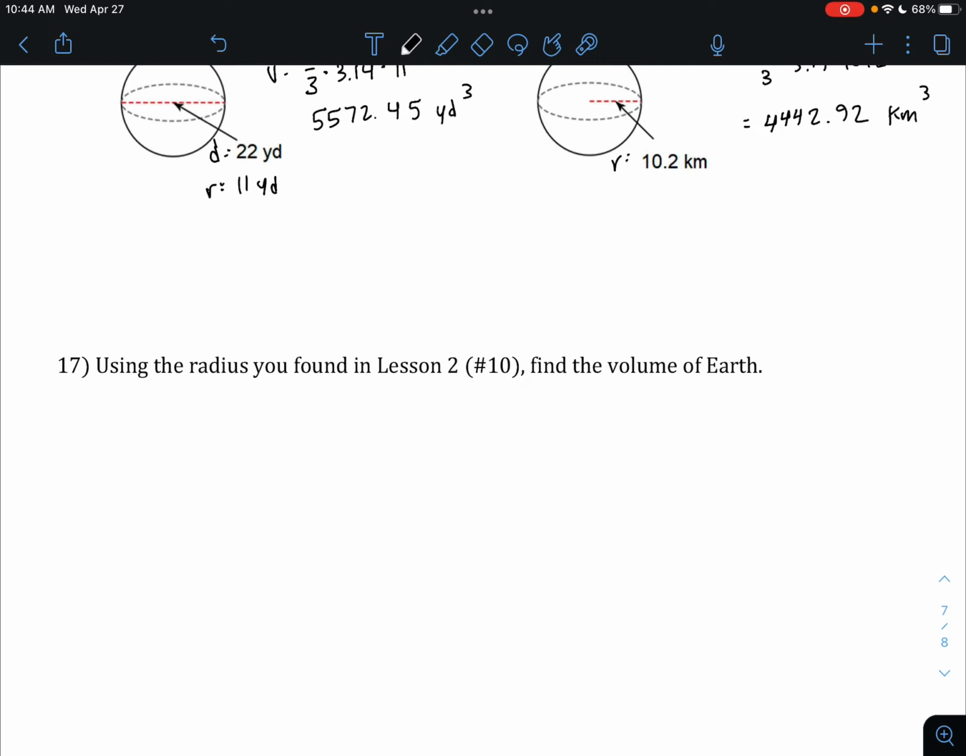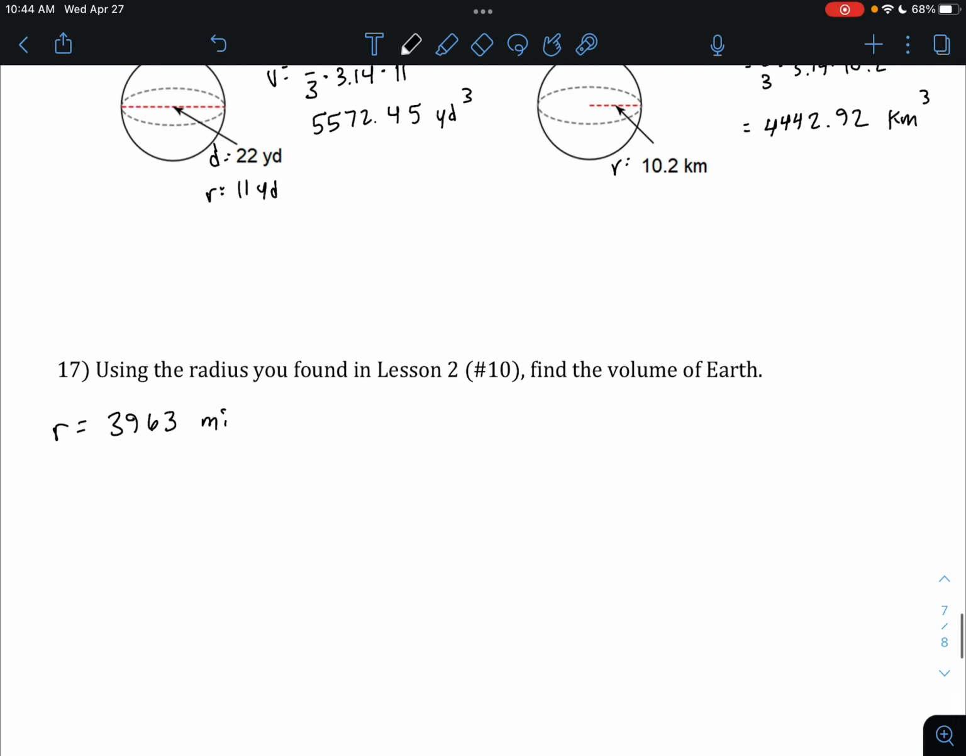And we found that the radius was roughly 3,963 miles. Not exactly, that's rounded, but that's roughly our radius. Using our volume of a sphere formula, 4/3 times pi radius cubed, that equals 4/3 times pi. And I'm going to use the pi button on my calculator just to be a little bit more precise since we're dealing with big numbers. 4/3 times pi times 3,963 cubed.